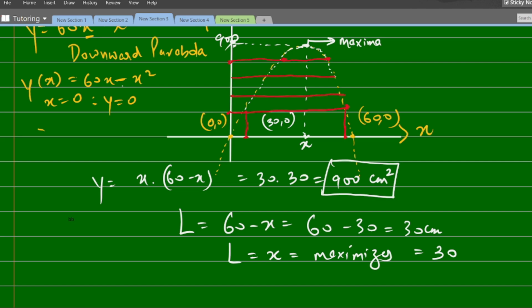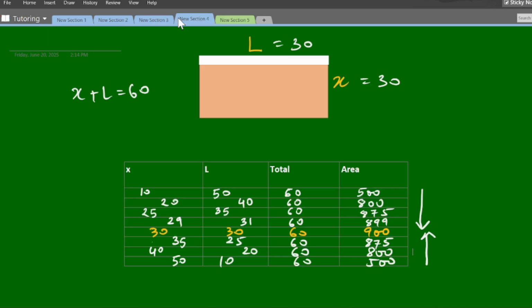So this is the beauty of calculus. Using the derivative, you are able to find that exactly at the midpoint, when length and breadth are the same, the area maximizes, which is 900 centimeter square, right? And we used a visual example to verify it.